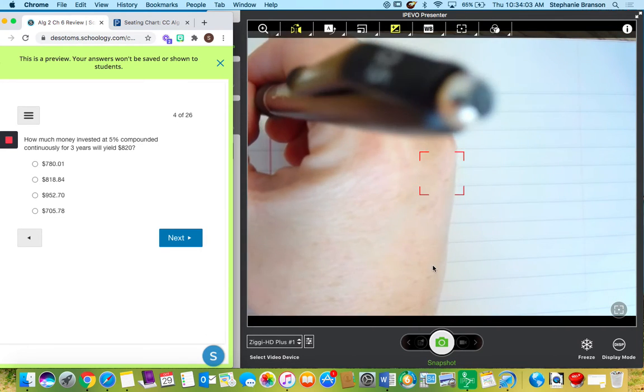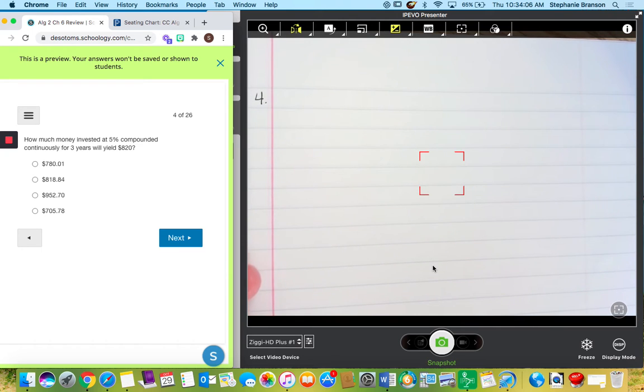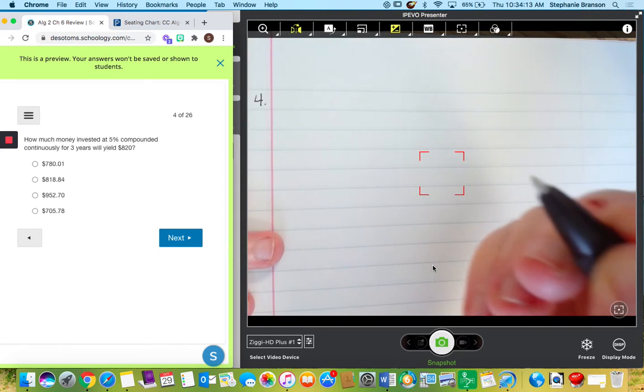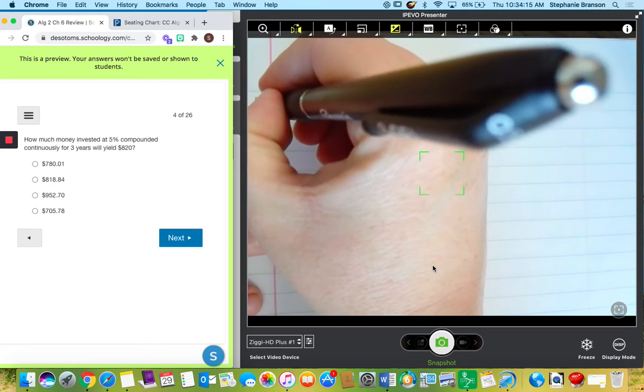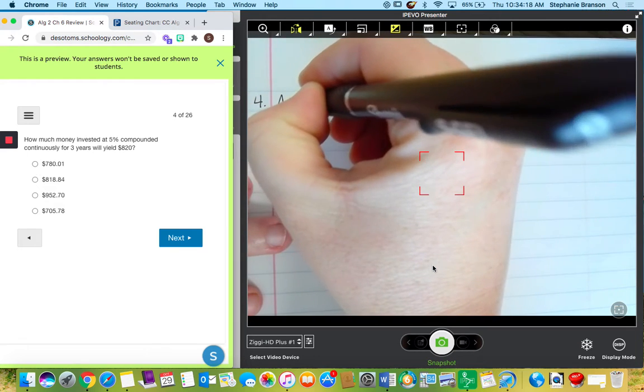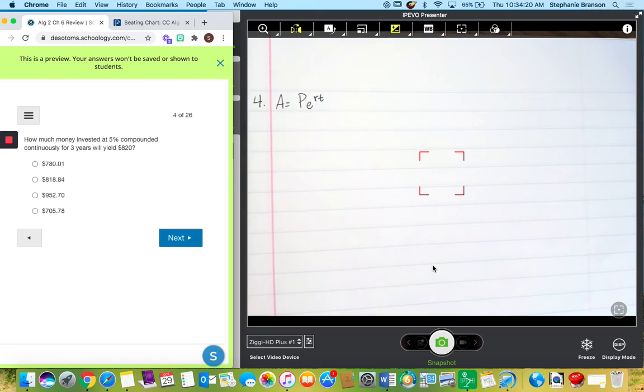All right, for number 4, it says, how much money invested at 5% compounded continuously for 3 years will yield $820? So we're going to use the equation A equals P e to the rt. That's the equation that we use when it is compounded continuously. You can do this on your own. I'm just working the ones I thought you might have some issues with.